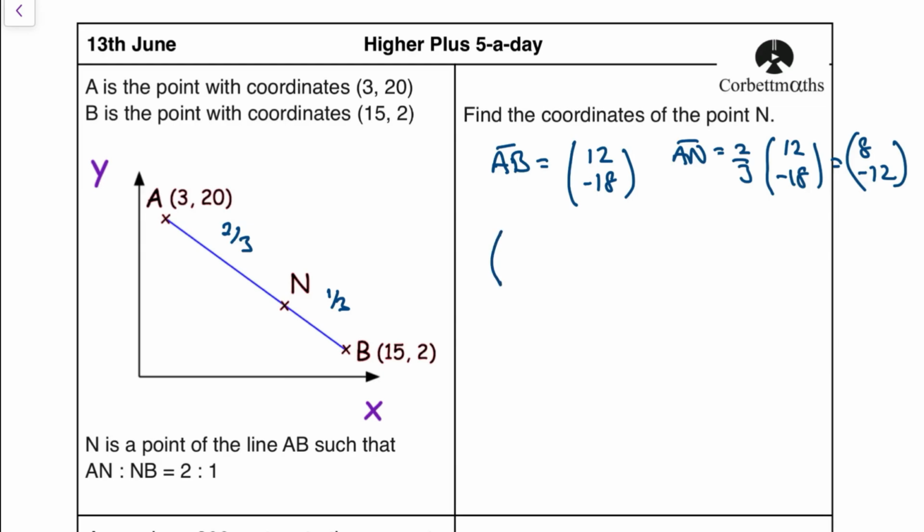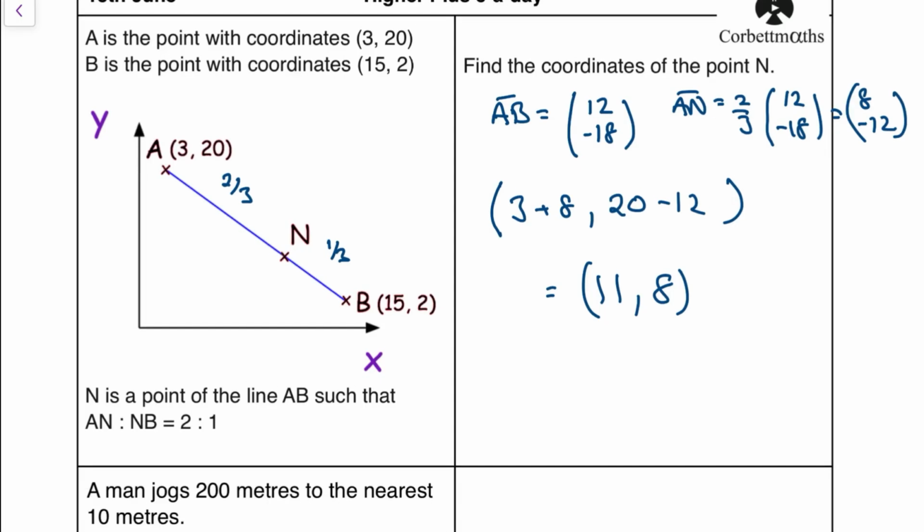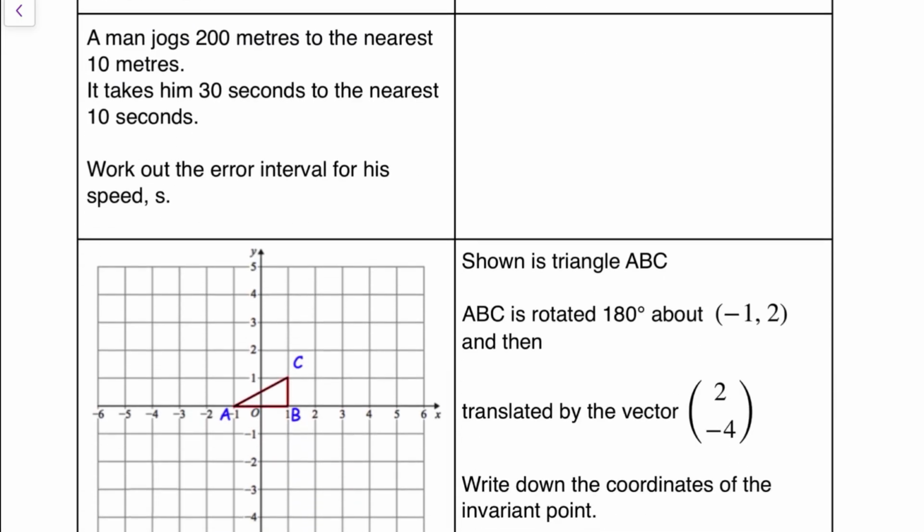So I need to take my A point, which is (3, 20), and I need to add that vector on. So I'm going to add on 8, and I'm going to take away 12, and that gives me a final answer of (11, 8). So my final answer for that question is (11, 8). Good question. Next question. A man jogs 200 meters to the nearest 10 meters.